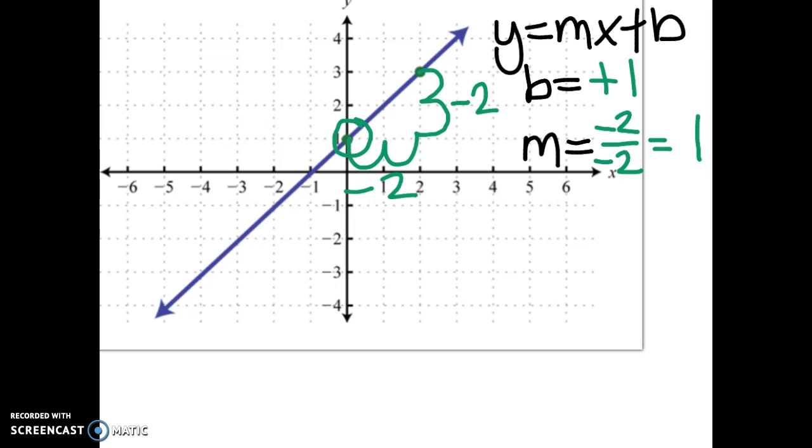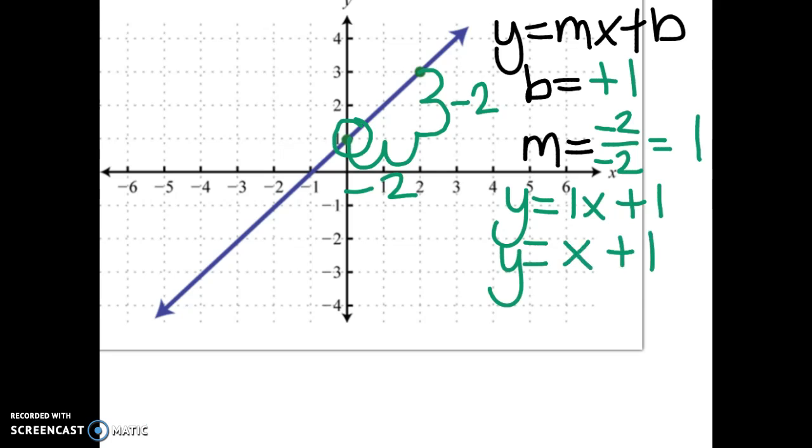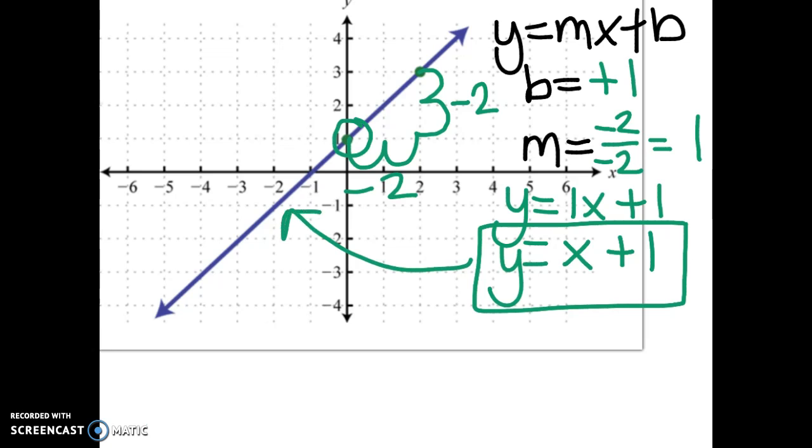Now we're going to write our equation. We don't have to leave our answer as such. We can actually change it to y equals x plus 1. So this equation is for that graph.